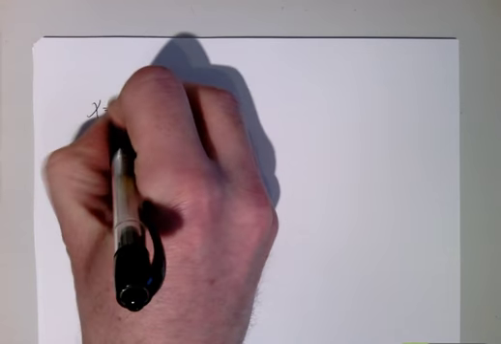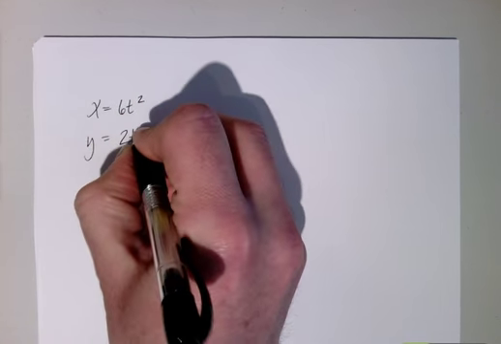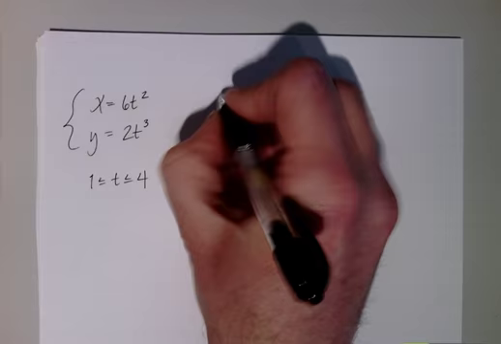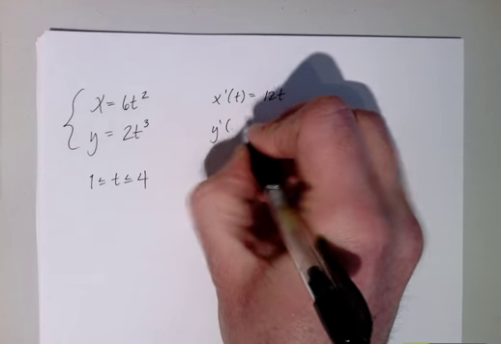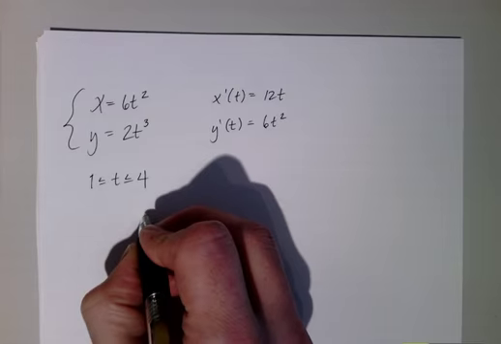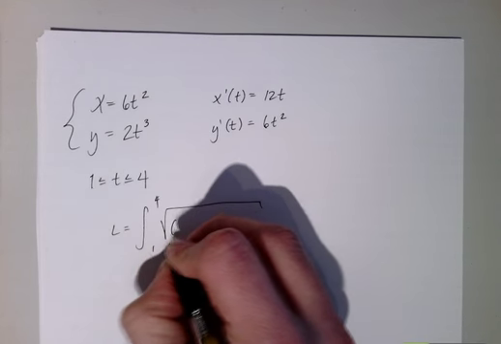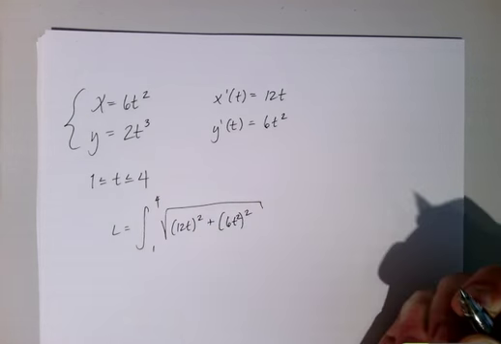Okay. How about x is equal to 6t squared and y is equal to 2t cubed, and the interval that I'm interested in is 1 to 4. Well, I know that x prime is going to be 12t. I know that y prime is going to be 6t squared. And so my arc length, 1 to 4, is 12t squared plus 6t squared.